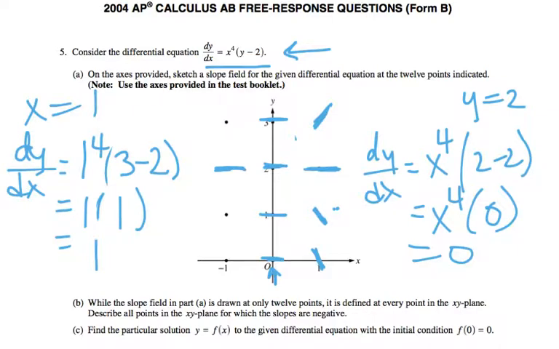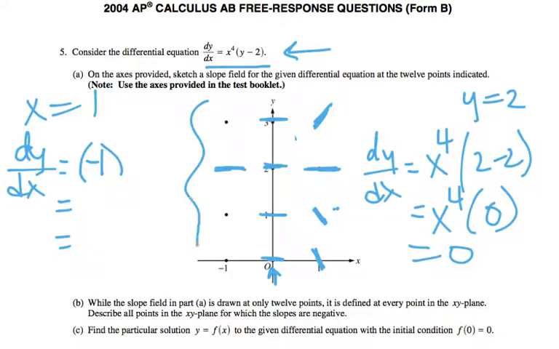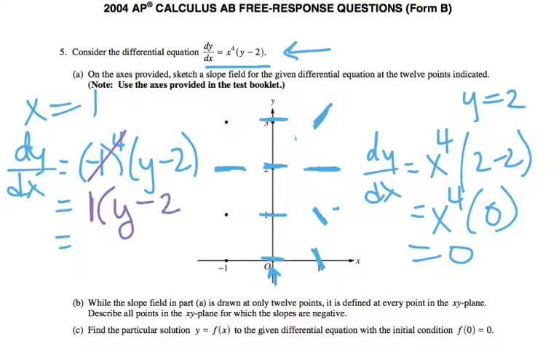Alright, now let's go over to x equals negative 1. So we're going to plug in negative 1. We're doing this set of vertical points here. Negative 1 to the fourth times (y minus 2). Well, negative 1 to the fourth is always going to simplify to positive 1. So we're back here with the 1 times (y minus 2). If y is 0, like in this first point, we get 1 times negative 2, which is negative 2. So it should be the same slope as the slope we had here. So we're going to draw that in.